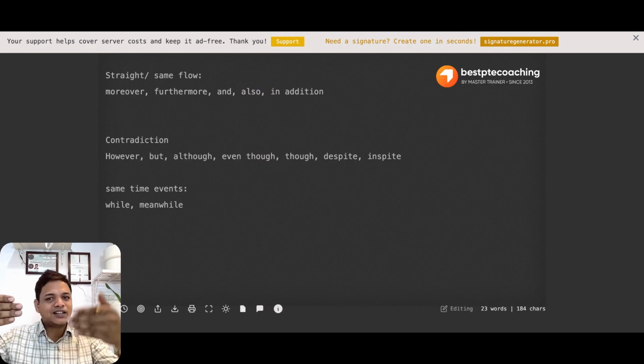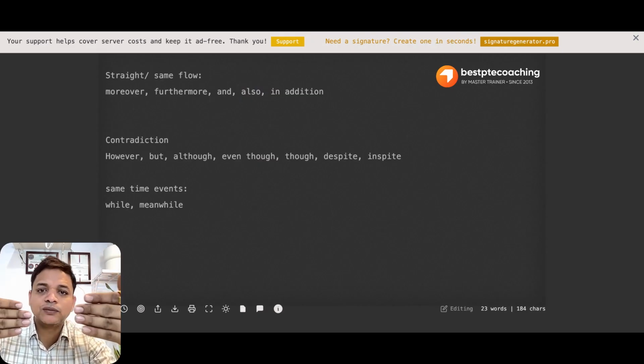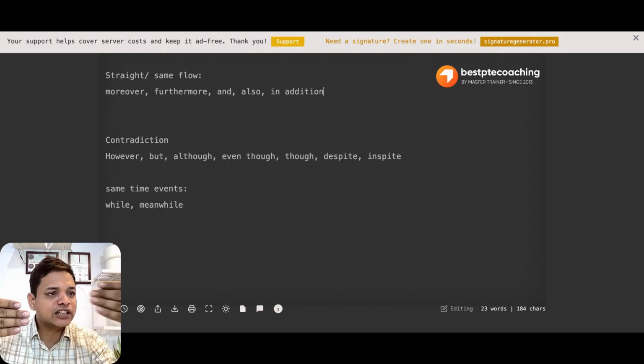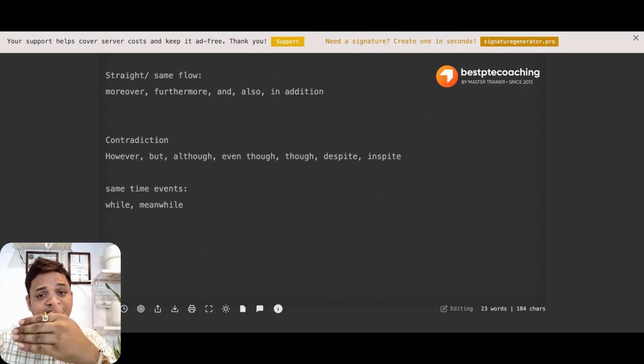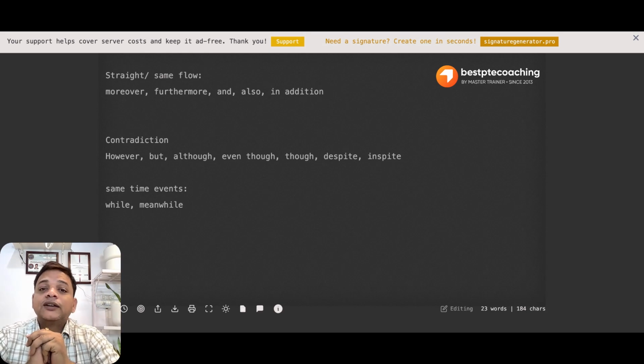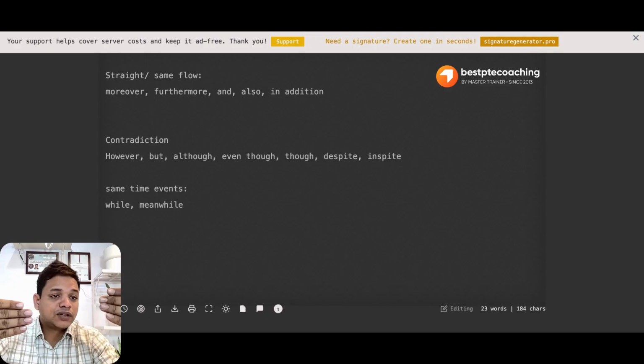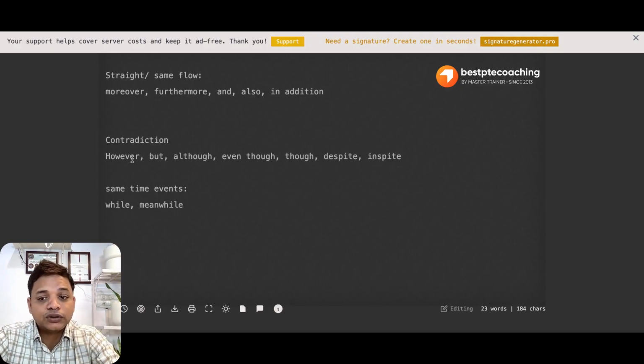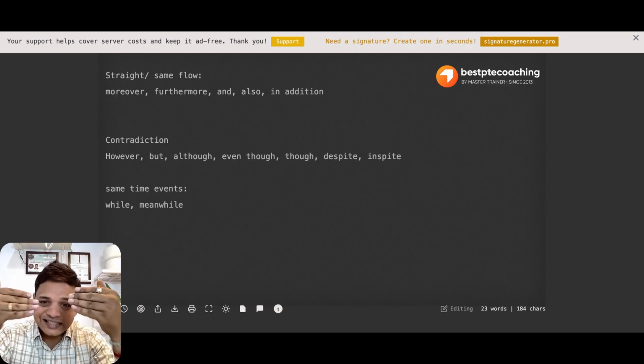The sentence number 1 and sentence number 2, if they are going in the same flow, say related information is getting conveyed. Related information, same flow. Moreover, furthermore, and also, in addition, these are the connectors you use. However, but, if there is a contradiction between the first one and second one, what are the connectors you use? However, but, although, even though, in spite, despite, these are the things you will be using in your sentence in case there is any contradiction between any 2 sentences.